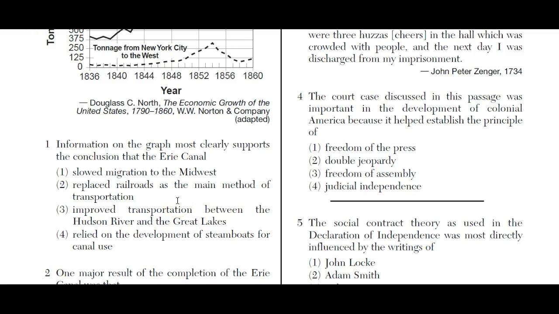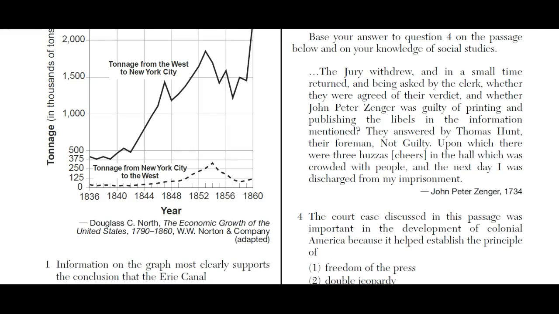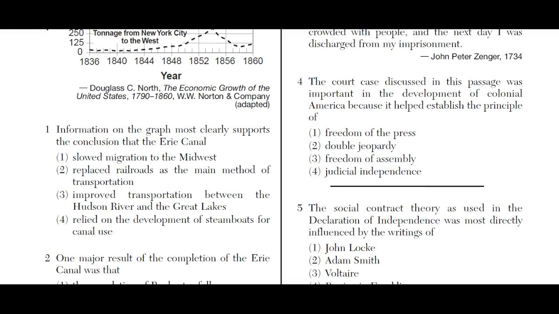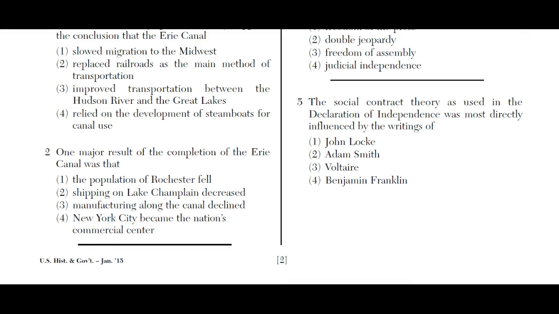Replaced railroads as the main method of transportation. Just the opposite. The canals came first, the railroads came later. Relied on the development of steamboats for canal use. Not really. If you look here, the canal was in use from 1836 on. You don't get a bump because of steamboat usage. One of the nice things about canals is that you don't depend on the flow of water in them, so you don't need a steamboat to push you upstream.